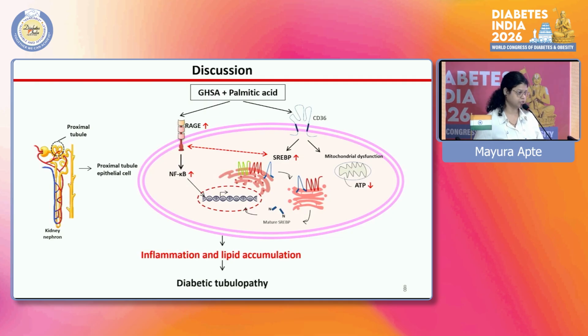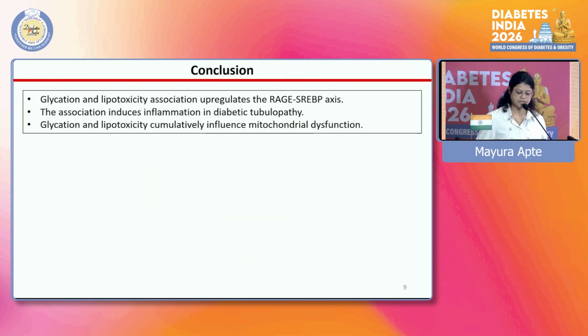And this overall scenario, the association of glycation and lipotoxicity, can be used for the early detection of DKD. So to conclude, the glycation and lipotoxicity association upregulates the RAGE-SREBP axis, and it also induces inflammation and influences mitochondrial dysfunction. Earlier, we studied the role of unsaturated fatty acids from a therapeutic perspective. However, in this study, we are confirming that this association of glycation and lipotoxicity can be used as an early detection marker for diabetic kidney disease.